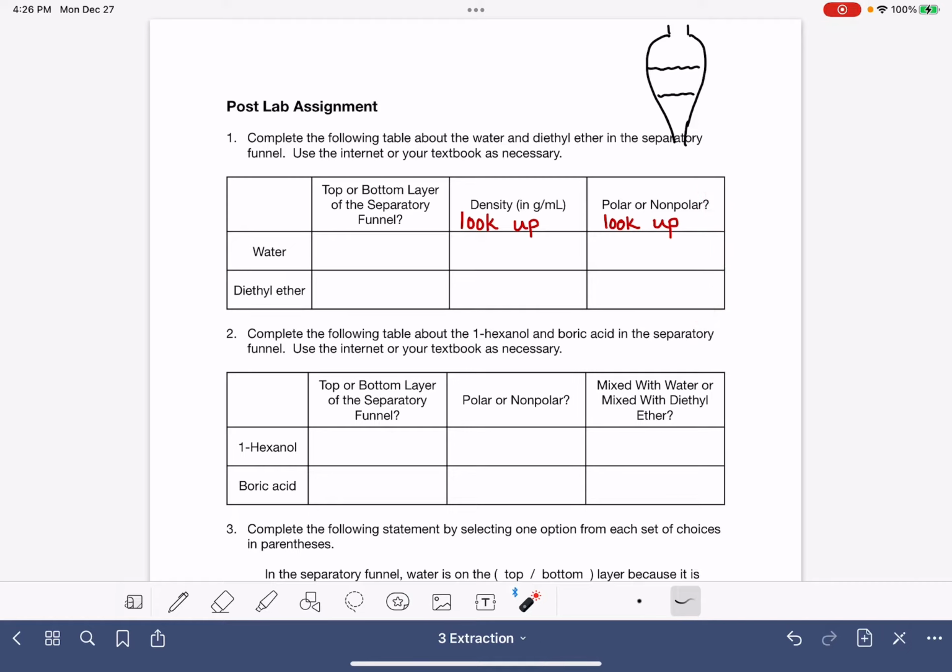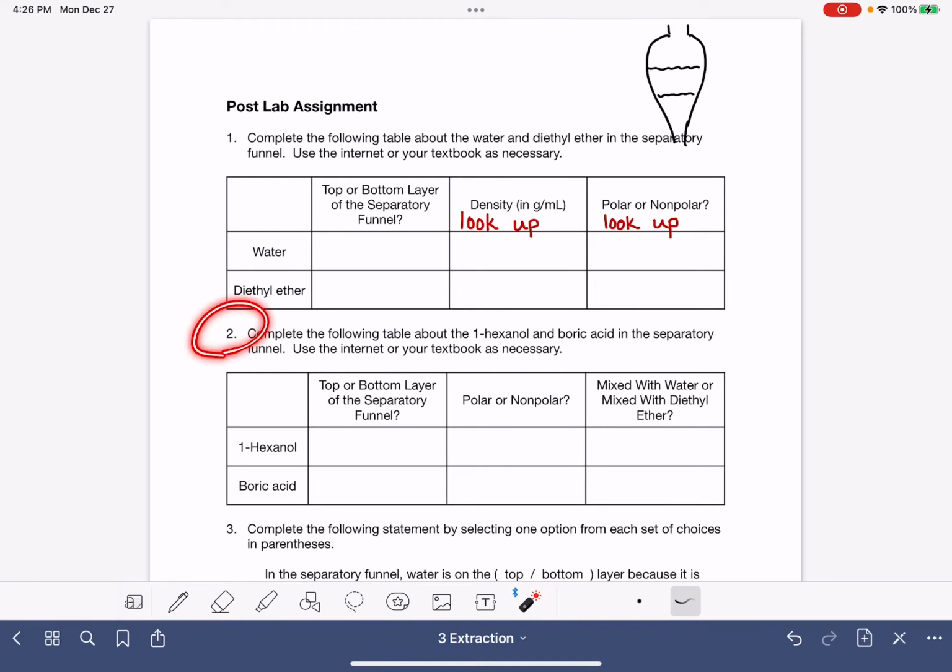meaning that one of them is going to be polar and the other one is going to be nonpolar. Having different polarity is what causes them to form two separate layers in this separatory funnel. If they were both polar, they would mix together and you'd only see one layer. If they were both nonpolar, they'd mix together and you'd only see one layer. So again, one of these is going to be polar and the other is going to be nonpolar.